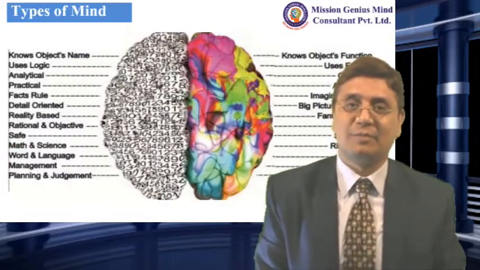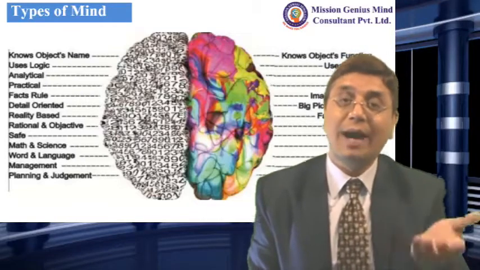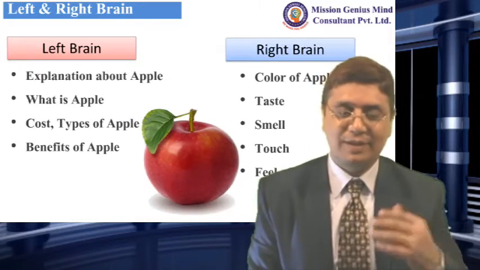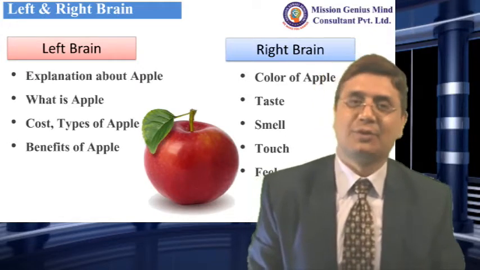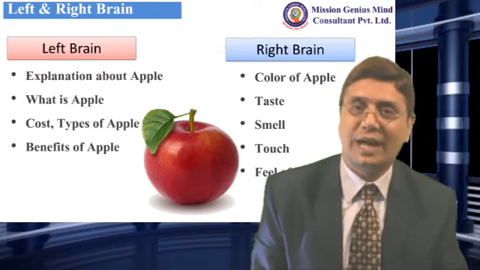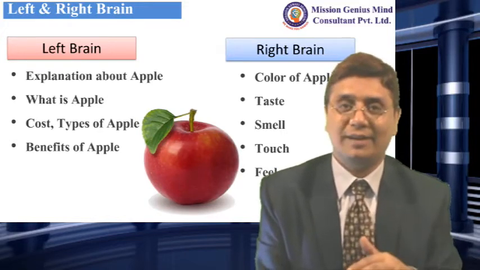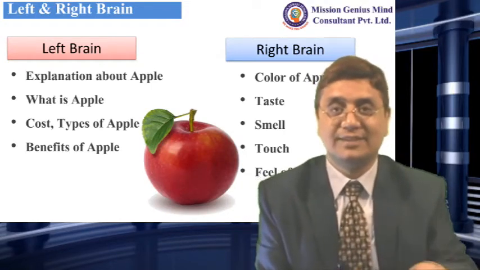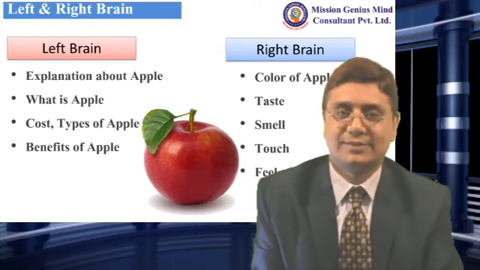I'll explain in terms of the human brain, because that is where the seat of the mind is. The brain is the hardware where the mind resides as software. We have the left brain and the right brain. If I talk about an apple, the left brain contains all the explanation about the apple, what it is, the cost, the types, the benefits and all. But the right side contains the color, the taste, the smell, the touch, and the feel of the apple. Similarly for the conscious and subconscious mind: the conscious mind, as software, resides in the left side, and the subconscious mind, as software, resides in the right side of the brain.